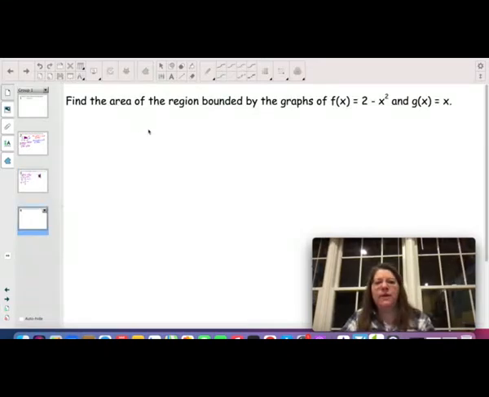For the next one, it says find the area of the region bounded by the graphs of f of x equals 2 minus x squared and g of x equals x. Now, you don't necessarily have to go to Desmos to graph these. You could graph them by hand if you want to.